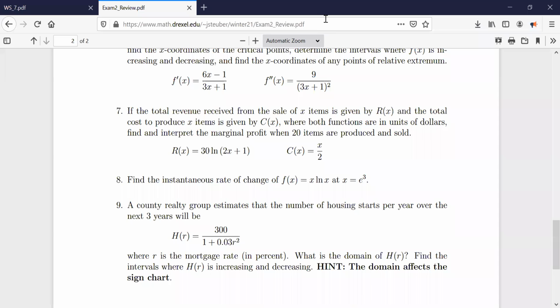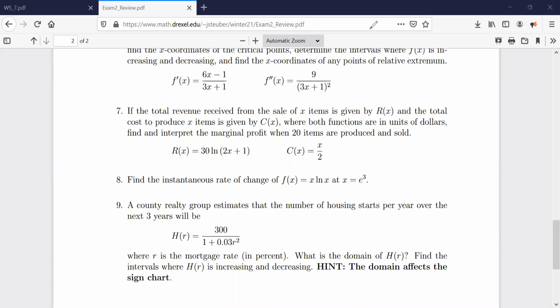So find the instantaneous rate of change of f of x equals x ln of x at x equal to e to the 3. So this is just saying plug in e to the 3 for the derivative. This is just a product rule: first times the derivative of the second plus the second times the derivative of the first. So we just get 1 plus ln of x when we simplify things. Then f prime of e cubed is equal to 1 plus ln of e cubed, and that's just 3 based on how ln is defined. So we get 1 plus 3 is equal to 4. Does that make sense?